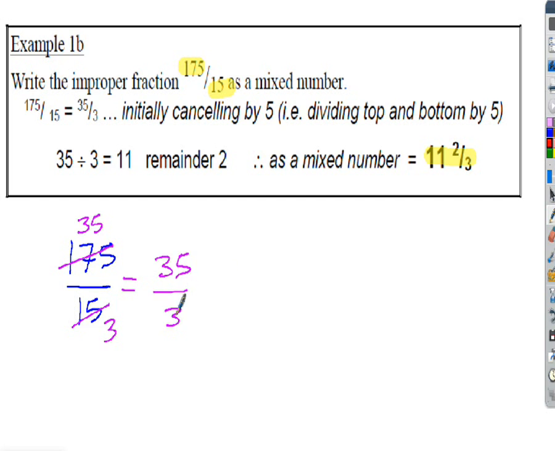Now I'm going to write this top-heavy fraction in terms of a mixed number. So how many times does 3 divide completely into 35? It goes 11 times. 11 3s are 33. So we have 2 remainder. So that's 2/3 remainder. So there's our conversion from the improper fraction given in the question to the mixed number.